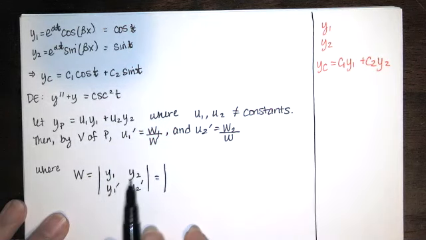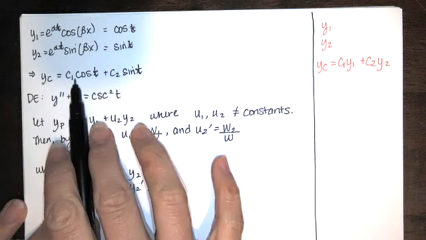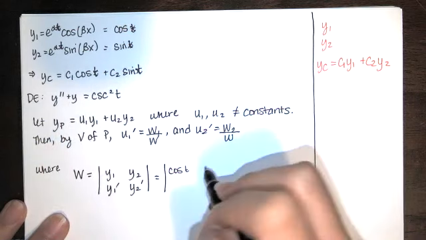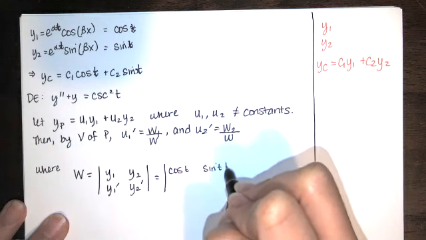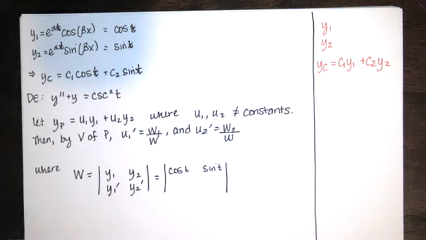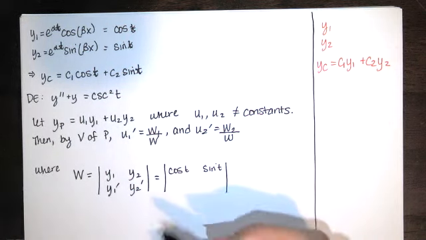Now, once you choose your y1 and y2, you have to be consistent with that. I've chosen y1 equals cosine of t and y2 equals sine of t. If you chose it in the reverse order, that's fine. Your w's may be different, but your answer at the end will be the same. It's logically equivalent. Doesn't really matter which one we call y1 and which one we call y2.